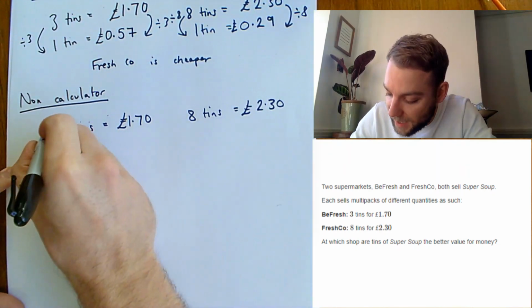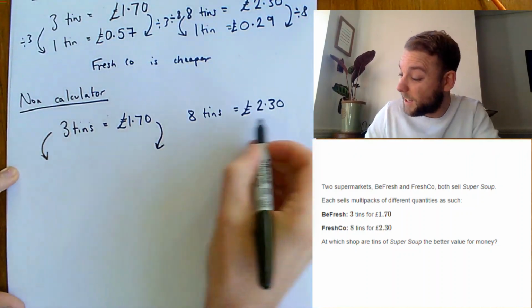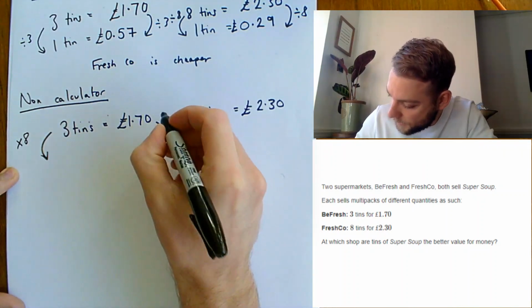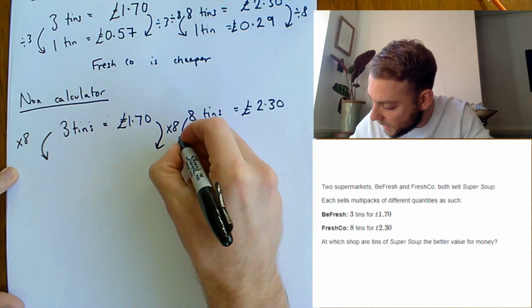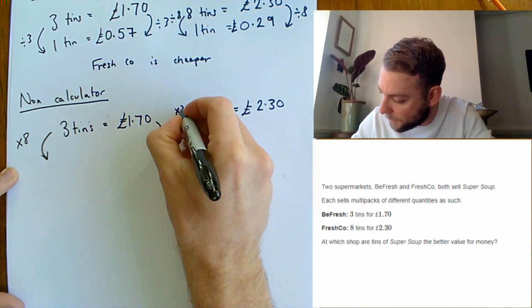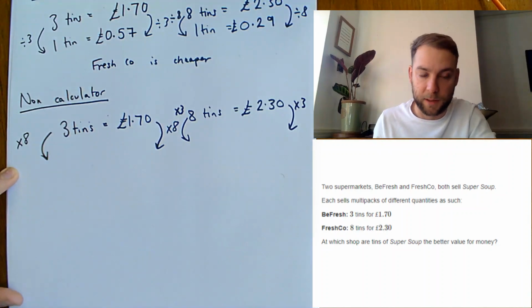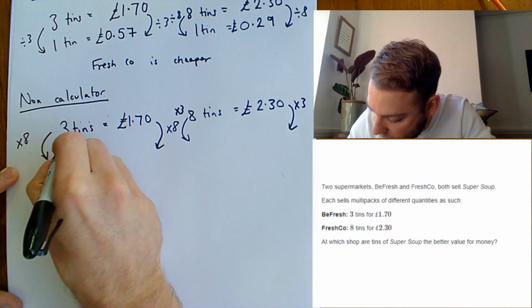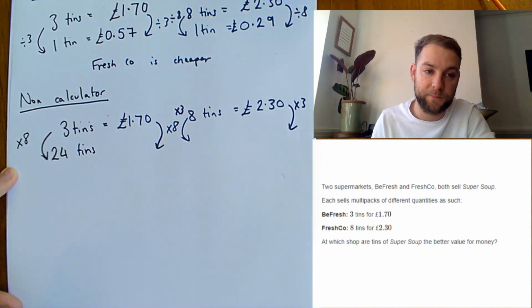So what do I need to times this by to get 24 tins? Well, I'm actually going to times by this 8. So times by 8 here to get 24 tins. And this one here to get 24, I need to times by 3. If I times this one by 8, I get 24 tins. Now I've got to times this one by 8.